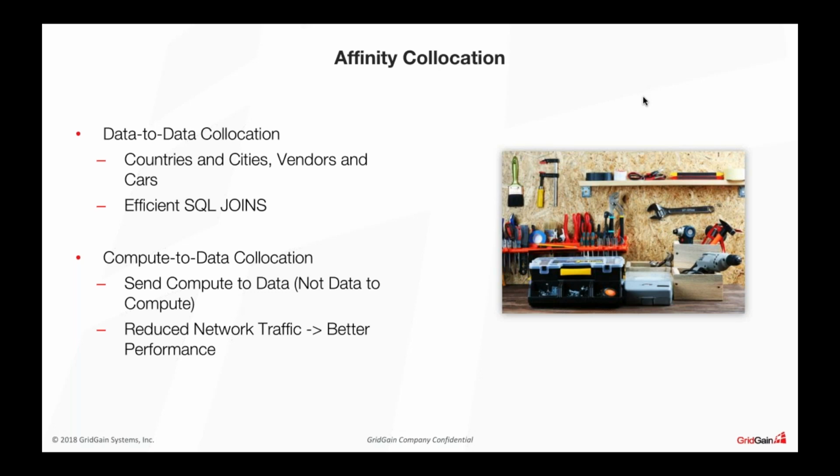which would allow you to run complex SQLs with joins that need to join data related to countries and their cities. The same is for vendors and cars. If you want to store all the cars that were produced by a specific manufacturer in a specific country, you also can collocate this data easily by configuration, and then you can run efficient SQL joins. And that's natural. Why is it so important?